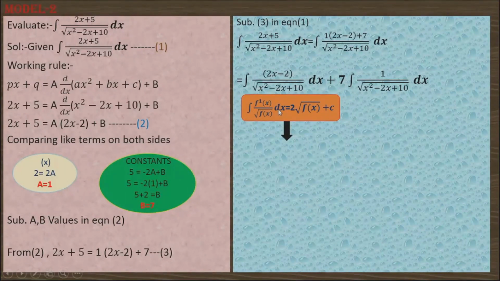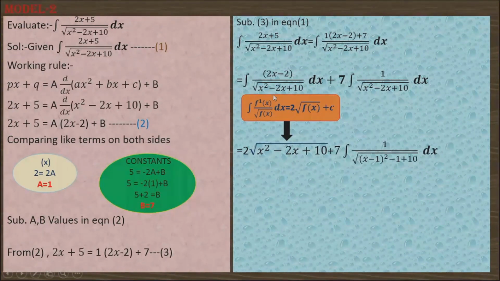So what I said, integration of f dash of x by root f of x dx is nothing but 2 root f of x plus c. So by writing in this one, the first term becomes 2 into root f of x. F of x means the quadratic term, that is x square minus 2x plus 10, plus 7 into integration of, here now is the quadratic term. So you have to simplify.